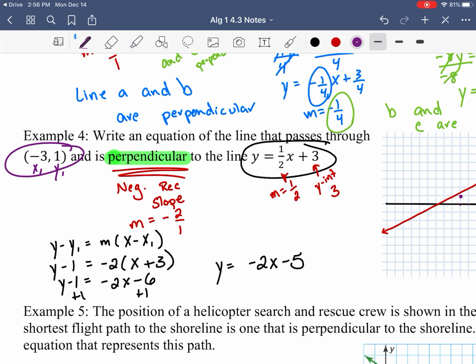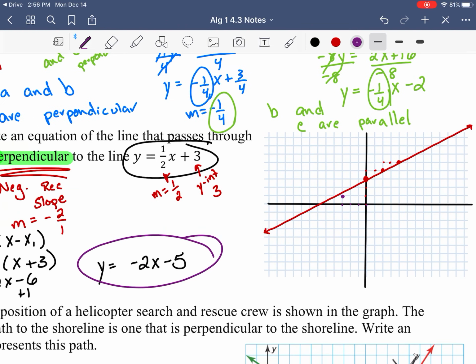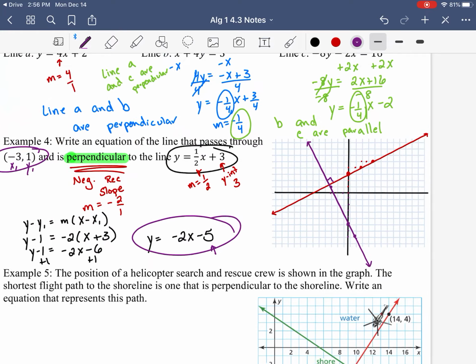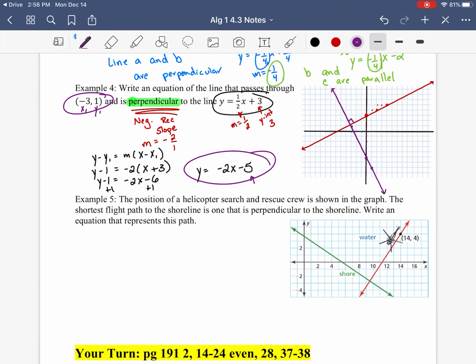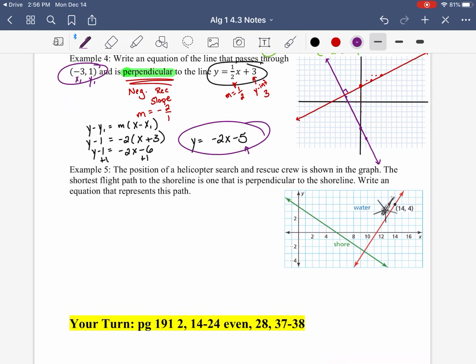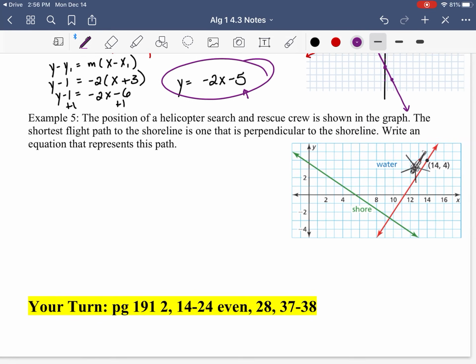Now we can sketch this guy and make sure he is in fact perpendicular. So it needs to have a y-intercept of -5 and a slope of -2, down 2/1. So it's going to look like that. Well, look at there. It made a 90 degrees, and it even went through the point we wanted it to go through. Okay. All right, very last example.